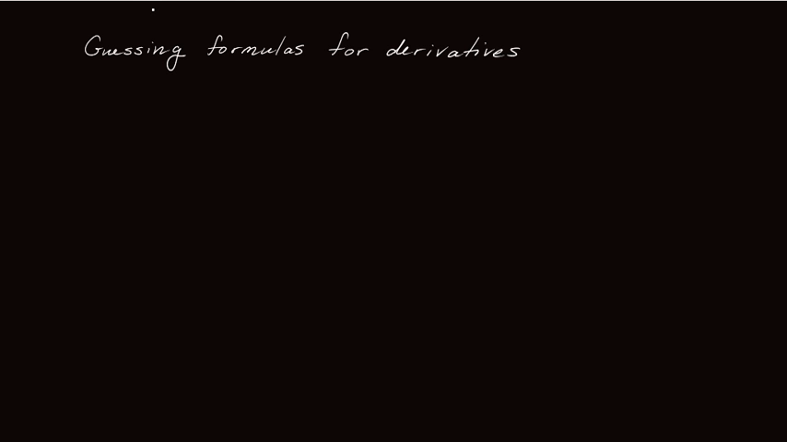In this video, we'll discuss guessing formulas for derivatives. Suppose we have a function like f of x equals e to the x, where e is the usual 2.718, and so on. What is the formula for f prime of x? Some of you may know this already, but suppose you don't, and how could you estimate it using some computations?